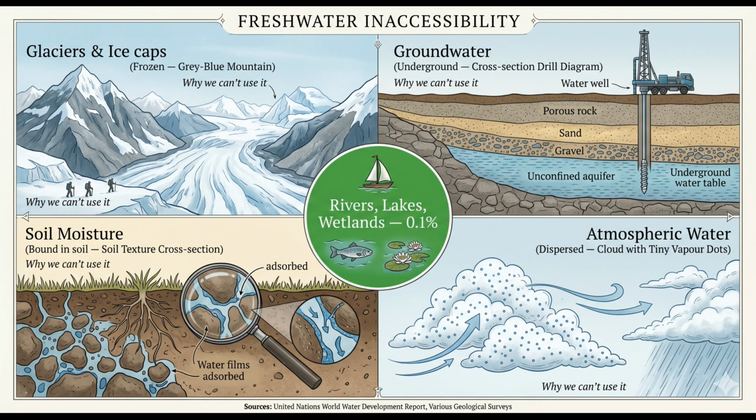Soil moisture is bound in the soil itself, not available as flowing water for drinking or irrigation. And water vapor in the atmosphere is dispersed over the entire planet in microscopic quantities. What remains, the rivers, lakes, and wetlands, is the fraction that the water cycle keeps replenishing and redistributing. But replenishment is not uniform. Some parts of the world receive far more precipitation than others. That uneven distribution is why some countries have water to spare and others face constant shortages.